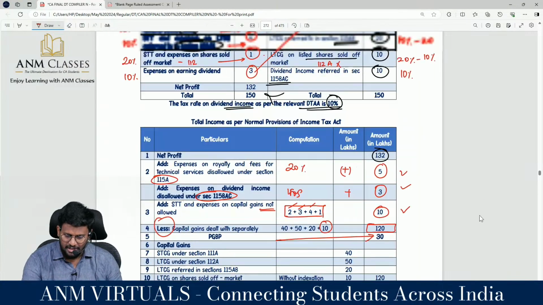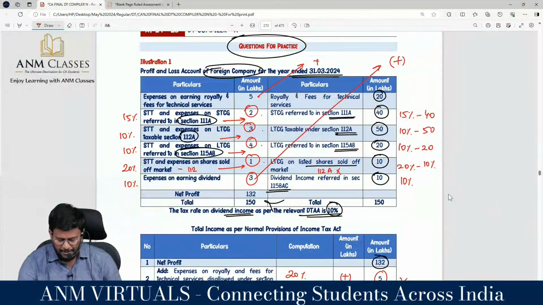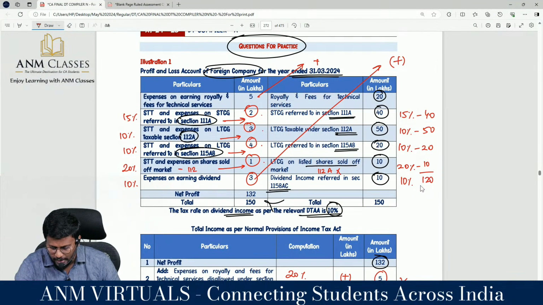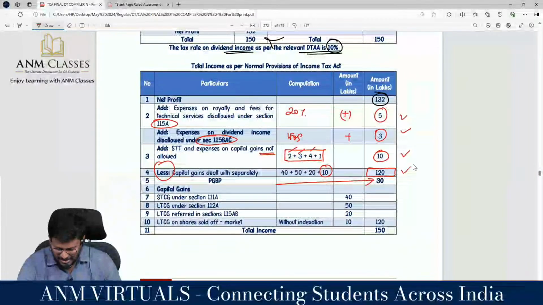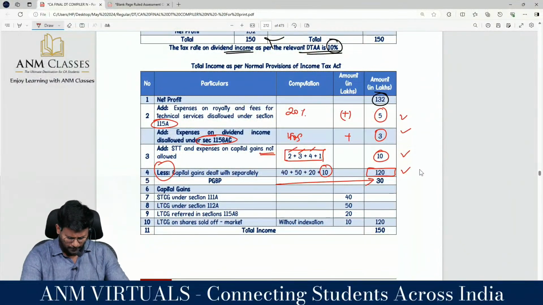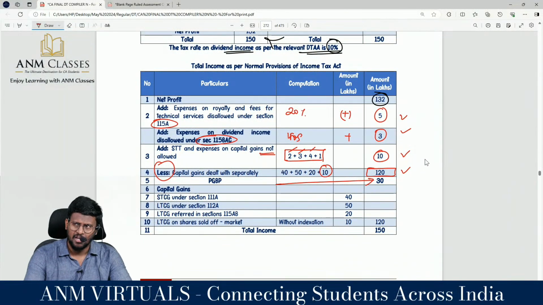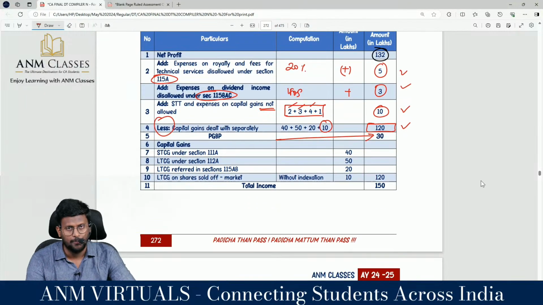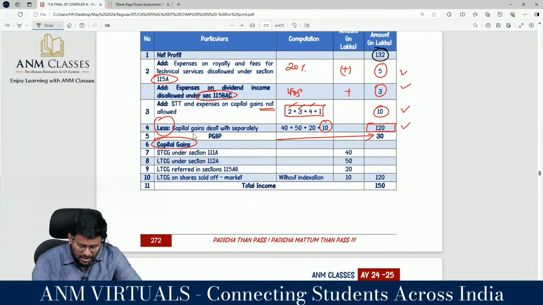Less capital gain, dealt separately, because this capital gain has to be treated separately. So 40 lakhs plus 50 lakhs, 90 lakhs plus 10 lakhs, 100 lakhs, plus 20, 120 lakhs capital gain. I have to tax it under the head capital gain. So the PGBP comes to 30 lakhs. Here don't worry about the math calculation and all. This is just a normal route. I have removed the IFOS item and I have removed the capital gain item. Fantastic to the core. Now, what are the capital gains?